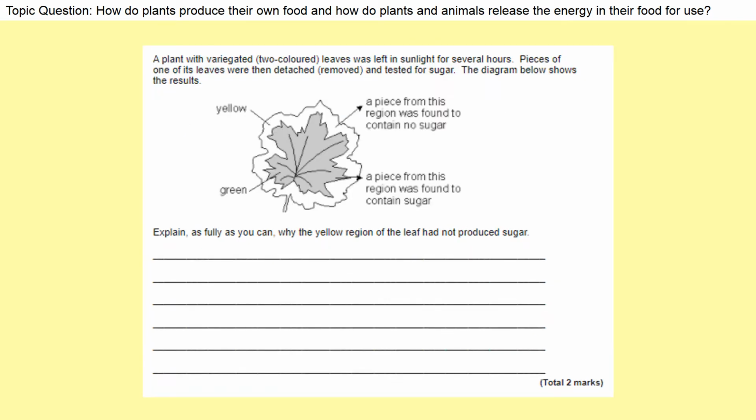So what is it about that yellow region that means that it's not produced sugar? If it's yellow and not green, that means it doesn't contain chlorophyll. So there was 1 mark for saying that there was no chlorophyll. And then the 2nd mark was for saying that the chlorophyll is needed to absorb the light, or to absorb the energy from the light, so that photosynthesis could take place.